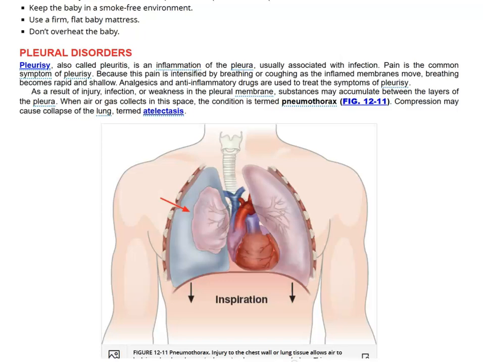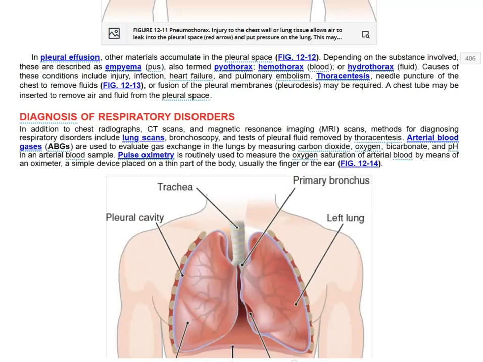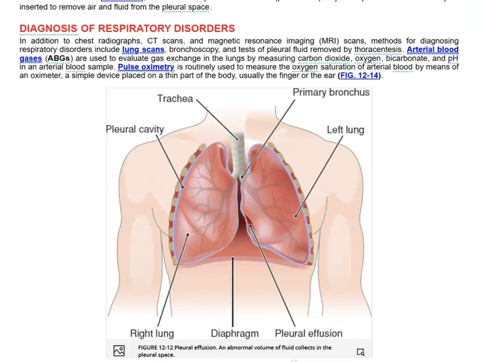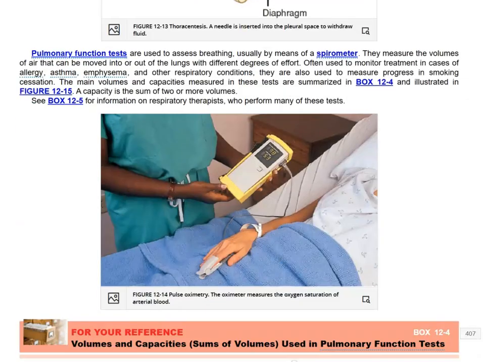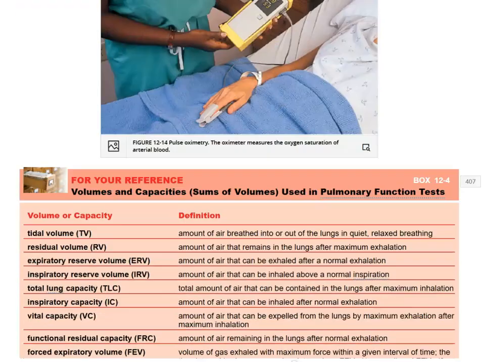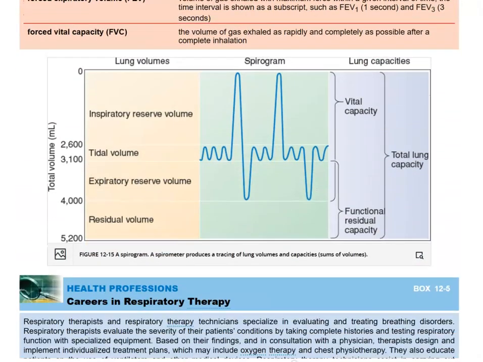Pleural disorders, pleurisy hurts. Diagnosis. Oh, so many ways to diagnose it. Lung scans, X-rays, pulse ox, arterial blood gases, ABGs can tell you if somebody's struggling. And I've gone over my 10 minutes.